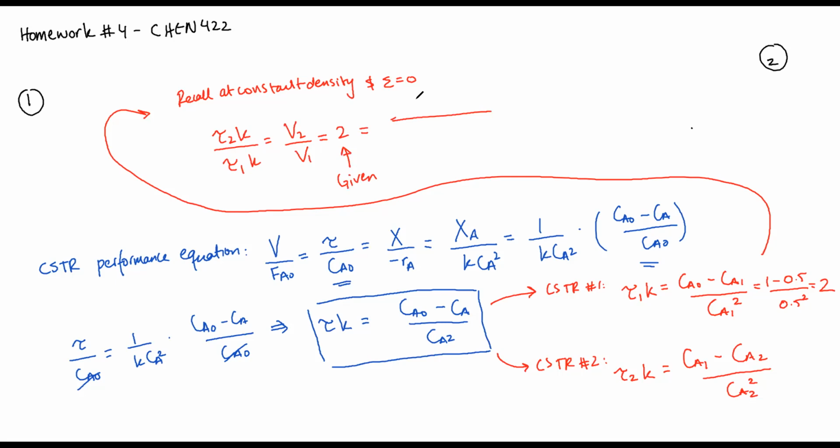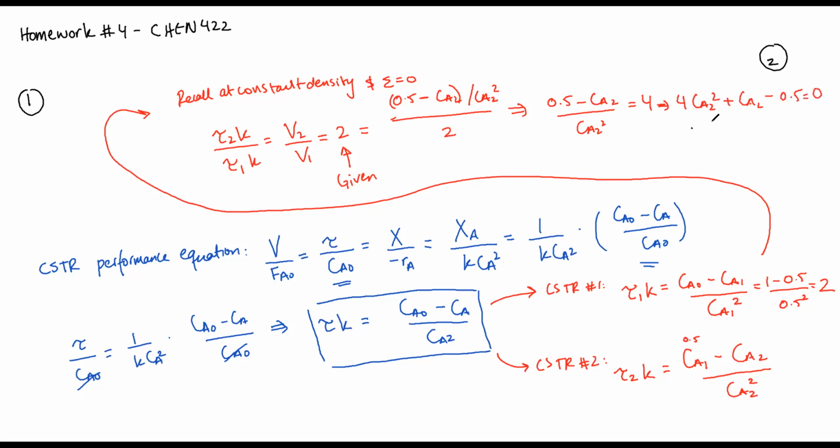So I'm gonna get basically, so Ca1 here is 0.5, right? So I'm gonna rewrite it directly. So I have 0.5 minus Ca2 divided by Ca2 squared over 2. And if I rearrange this, I'm gonna get 0.5 minus Ca2 over Ca2 squared is equal to 4. And this basically gives me 4 Ca2 squared plus Ca2 minus 0.5 equals 0.